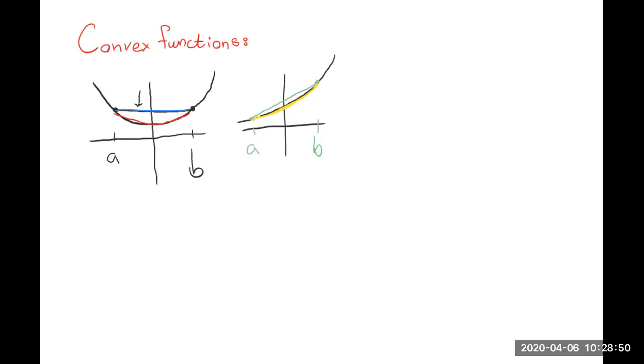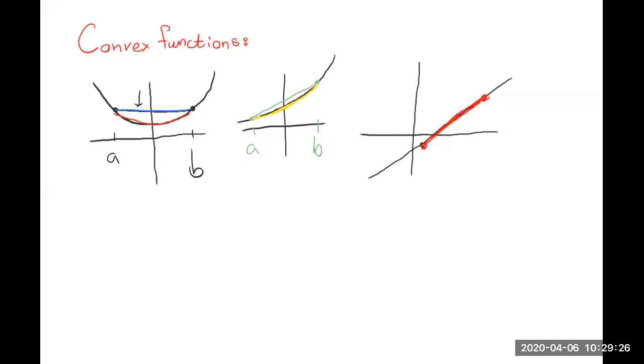Now, what about this one? Let me also add something. Either it's above the function or it's exactly the same as the function. So for example, this is also convex, because if I choose any two points, the segment which connects these two points is exactly the same as the function itself. So it's like greater or equal. The line which connects any two points should be either on the function or above the function.